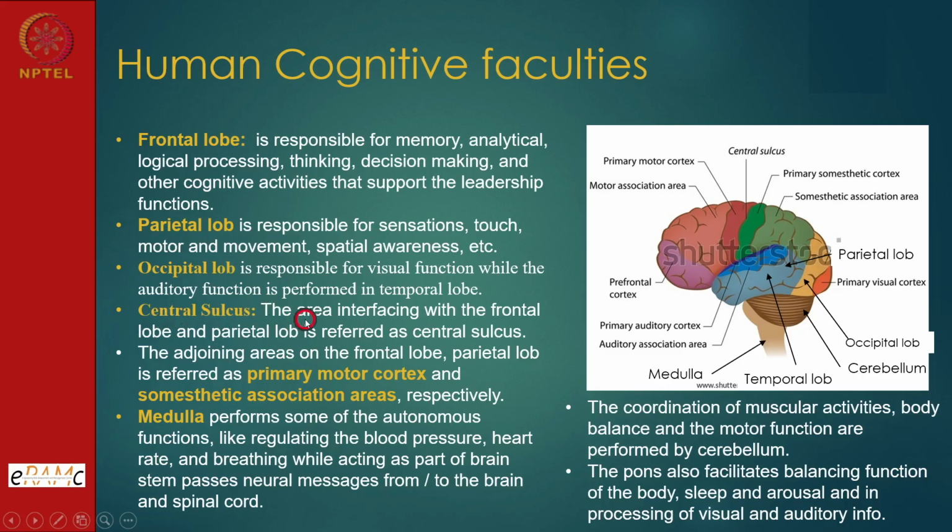Central sulcus: the area interfacing the frontal lobe and parietal lobe is referred to as the central sulcus. The adjoining area in the front of the parietal lobe is referred to as the primary motor cortex. So we have the primary motor cortex here, and then we have a somatic cortex for other sensory functions. And this is the occipital lobe.